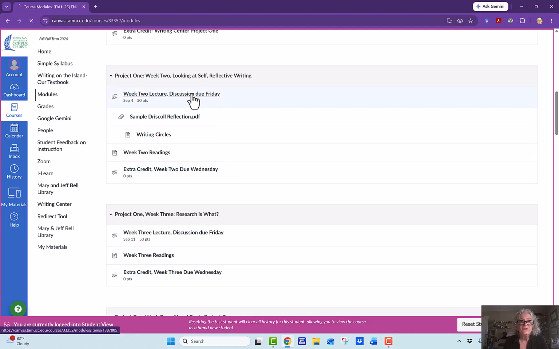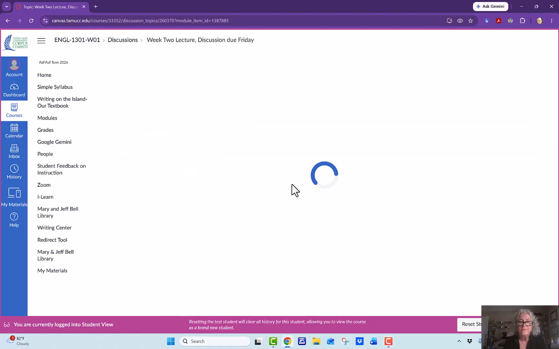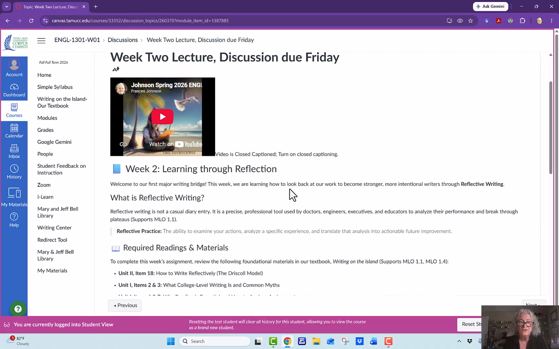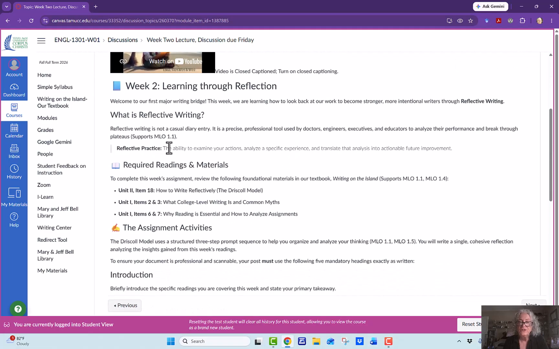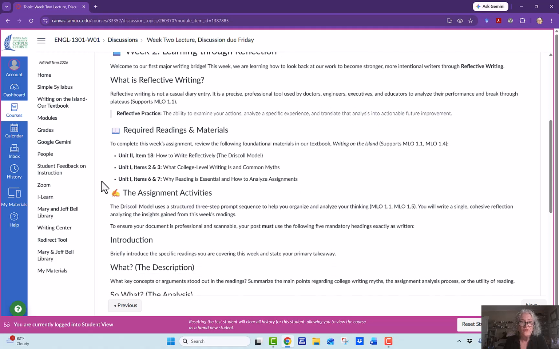So let's see what we're doing this week. It's learning through reflection, a definition of what reflective writing is. The readings are all from our textbook, and it tells you where to find them.